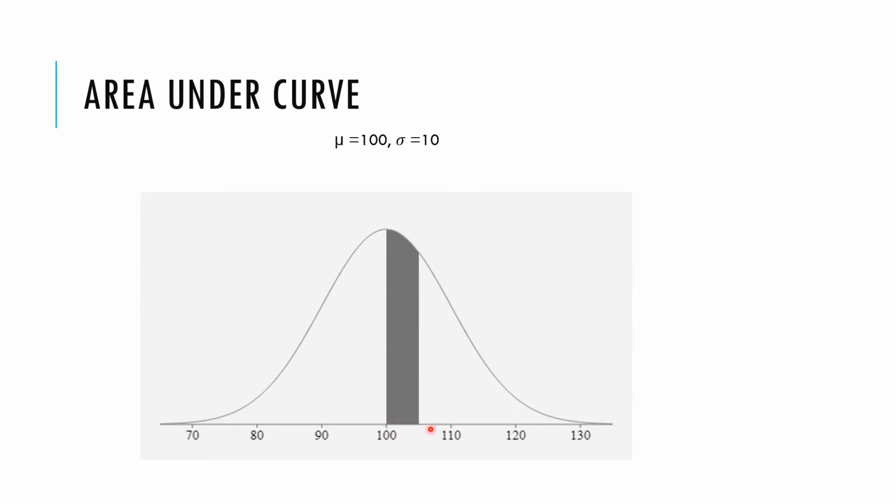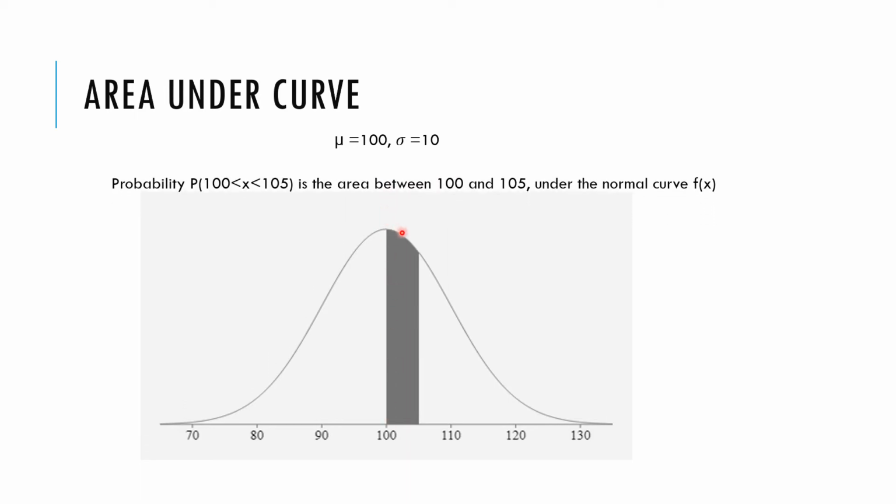So mean is 100 and standard deviation is 10. So it's moving by one standard deviation on both sides. And we have taken a value, basically plotted this area. We have darkened this area, which is from the mean, 100, to 105. So what does this area mean actually? This area means the probability of finding the value x between 100 and 105. This is what this area under the curve means.